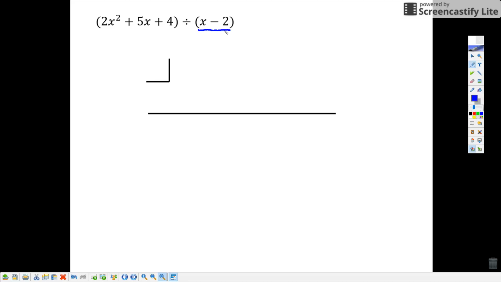And you always use the opposite number of what's in the divisor. So we have a -2 in the divisor, so I change that to a +2.